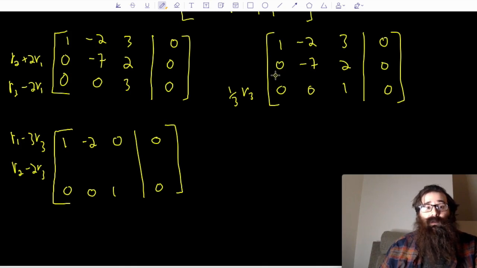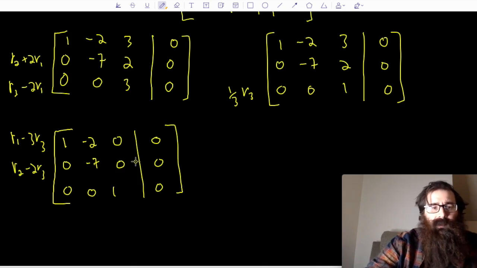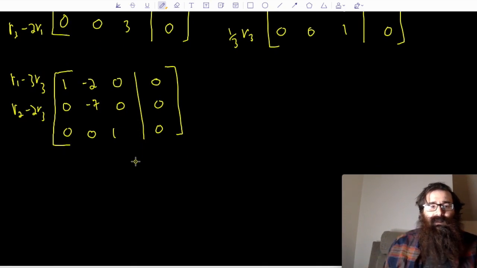And similarly, working in row 2, replacing with row 2 minus 2 times row 3, I get 0 minus 2 times 0 keeps my 0 there. Negative 7 minus 2 times 0 keeps my negative 7 there. But 2 minus 2 times 1 gives me that 0 that I wanted. And 0 minus 2 times 0 gives me the 0 that I wanted as well. So very safely and surgically, it just got rid of those 2 entries that I was trying to get rid of. So a very nice move to make.